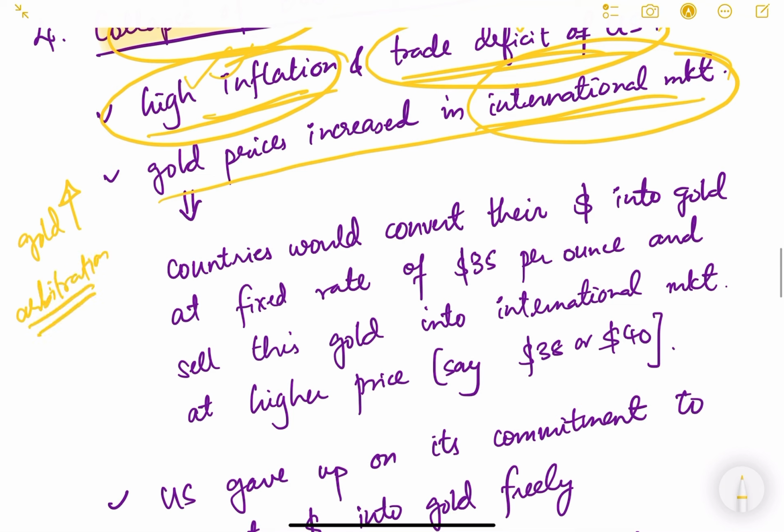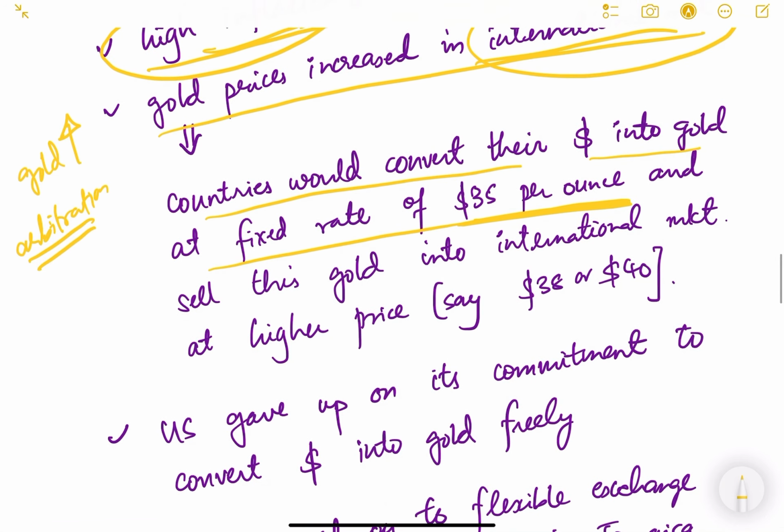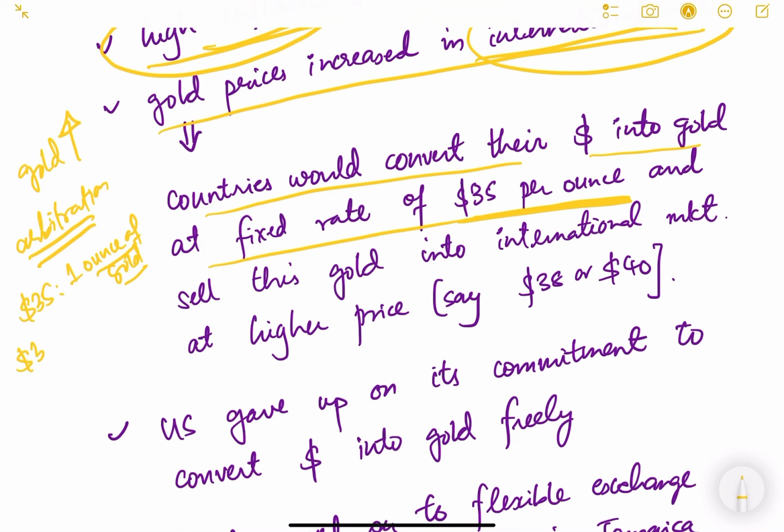Now arbitrage happening means what? Now countries can convert their dollars into gold at the fixed rate of $35 per ounce. So for example, if India gives $35 to the US government, it will give 1 ounce of gold to the Indian government. This was the rule. For example, if you take $350, they will give you 10 ounces of gold. So this was the rule: you bring dollars, you take the gold. Now in the international market, the price of gold became, say for example, $40 per ounce.